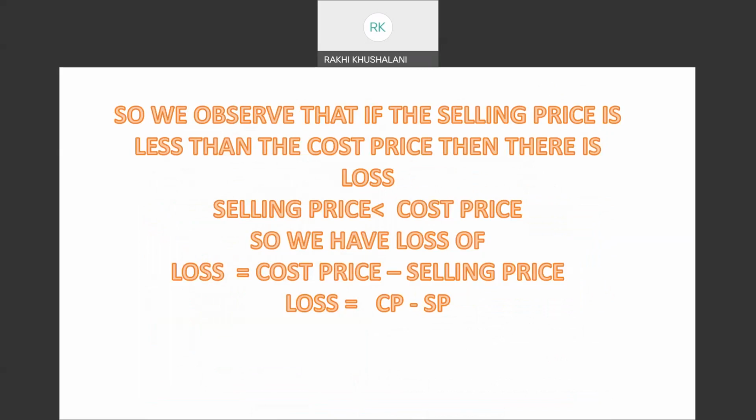We observe that if the selling price is less than the cost price, meaning if I am selling for less than what I bought it for, so I am in a loss. So that means loss is equal to cost price minus the selling price. That is CP minus SP.